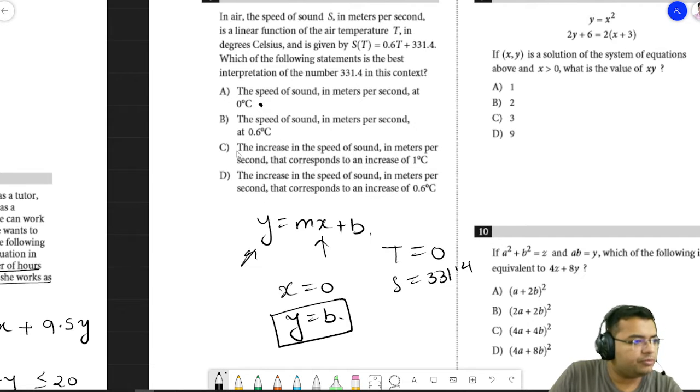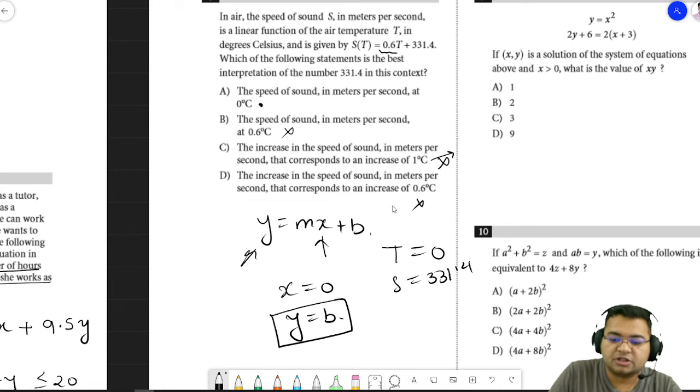The speed of sound in meters per second at 0.6? No. The increase in speed of sound in meters per second that corresponds to an increase of... no, because it is dependent upon the slope, that is 0.6. The increase in speed of sound in meters per second that corresponds to the increase in... no.